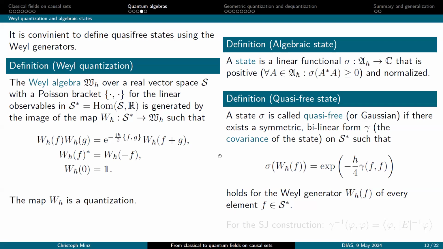And in fact, if you do this for the Sorkin-Johnston construction of the two-point function, you see that this corresponds to a quasi-free state. So all the n-point functions are completely defined by the two-point function from Sorkin-Johnston. And you can find the covariance of the state expressed by the modulus of this operator E, what we had earlier. But this is now on the solution space, where it actually makes sense to invert it.